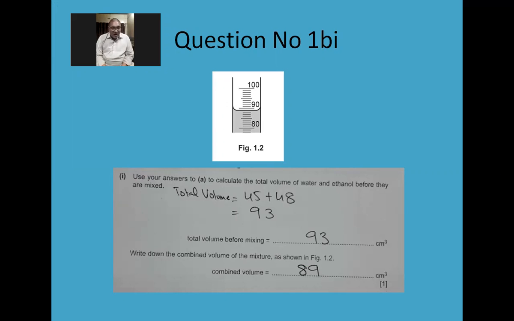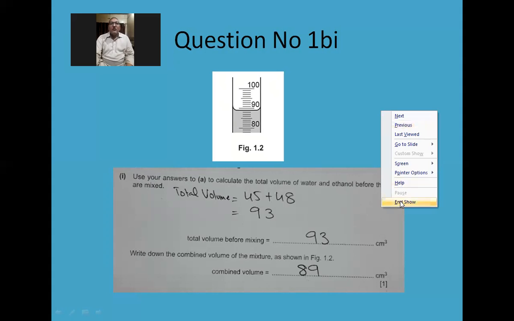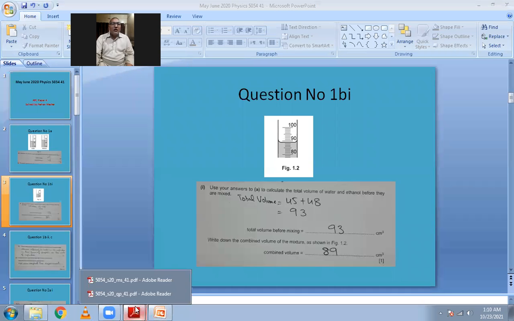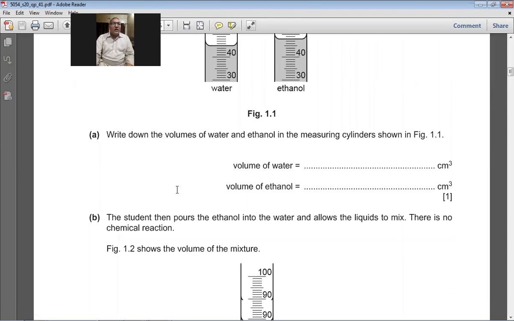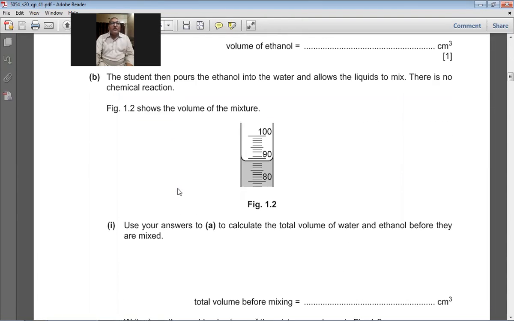Then it says, write down the combined volume of the mixture as shown in figure 1.2. So here you can see this is 90 and this is 1 below the 90, so it will be 89. According to figure 1.2, the combined volume of the water and the ethanol is 89 centimeter cube. So that was the B part we were working on.